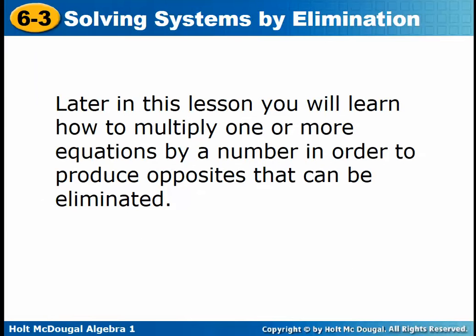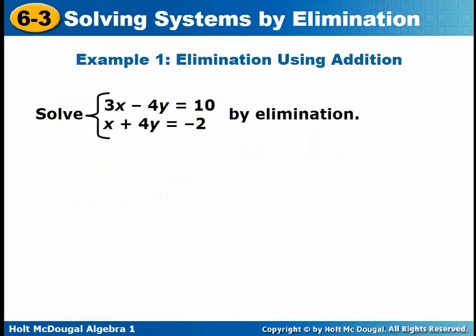All right, later on we're going to learn how to multiply one of the equations in order to set up the equations for elimination. But first let's look at what it would look like when it's already set up. These are the easiest type. Here we've got 3x minus 4y equals 10 and x plus 4y equals negative 2. They are already set up for elimination because we have opposite coefficients: a negative 4y and a plus 4y. So this example is the easiest type.